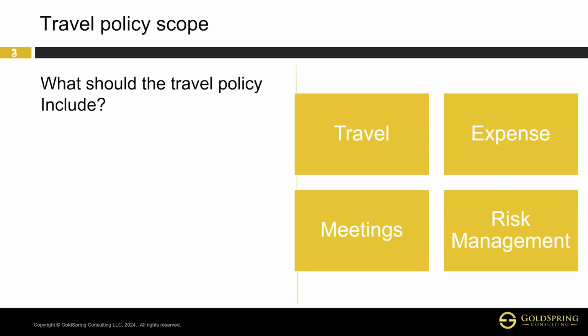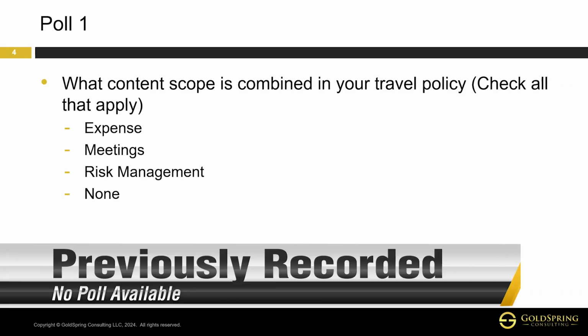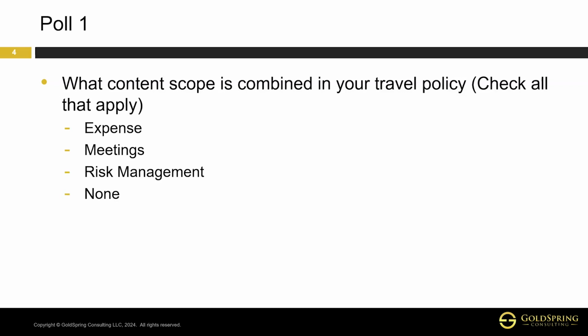So the first question is, do we combine these, or do we have separate policies? And we'll talk a little bit about that. But before we do that, let's ask you, for your travel policy, what other content scope is combined in your travel policy? And by that, I mean, you don't have a separate policy for these other items. It's all combined into one policy. So do you have a separate policy for expense, or is expense combined into your travel policy, meetings, risk management, or travel is on its own and all the others are separate policies if they exist? Just check if they're combined with the travel policy or not. Check any and all that apply.